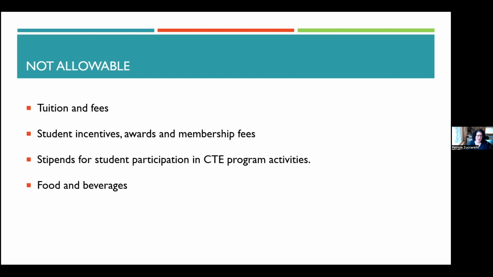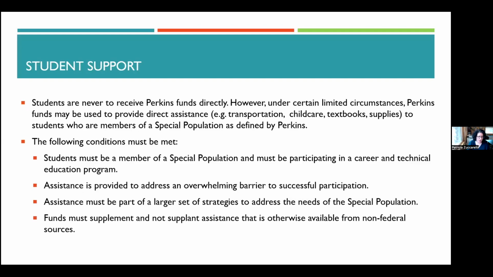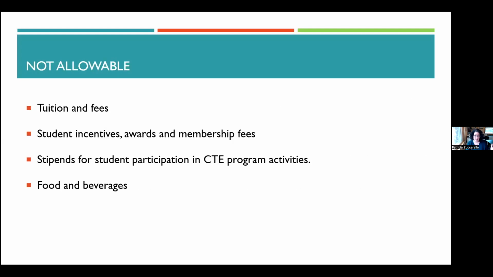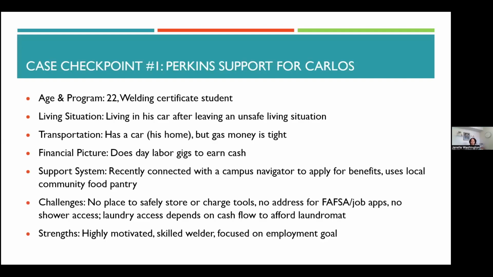Yep. And I feel like that also fits in with this, I'll go back a slide. This almost-to-the-bottom bullet, assistance must be part of a larger set of strategies to address the needs of the special population. You know what I mean? So for you all to be thinking about ways to braid funding together. If Perkins can cover certain kinds of things, then hopefully other folks can cover the pieces that are not allowed to be done on Perkins's dime. Absolutely. Collaboration is definitely key. Agreed.